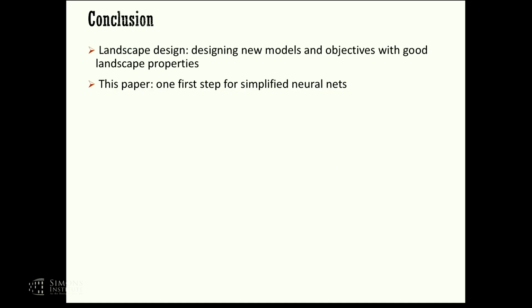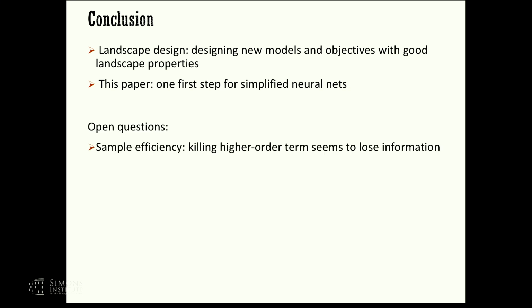So the last slide. As a conclusion, we want to design new models and objectives with good landscape properties, and this paper takes one of the first steps for simplified neural networks. And some open questions. As I mentioned before, sample efficiency is one of the drawbacks of this idea.